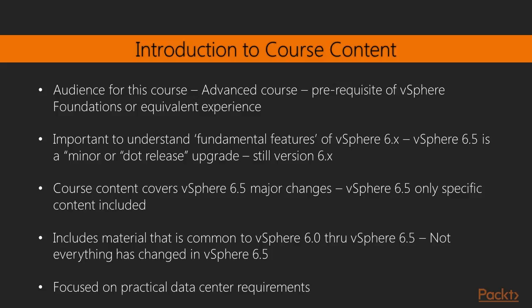A second important point to understand is that vSphere 6.5 is a minor or a dot release upgrade, but it is still version 6.x. So when vSphere was released, it was version 6.0. There were some updates. It came up to vSphere 6.0 update 2, and then vSphere 6.5 was released in late October of 2016. But it does not mean that vSphere 6.5 changes everything in vSphere 6.